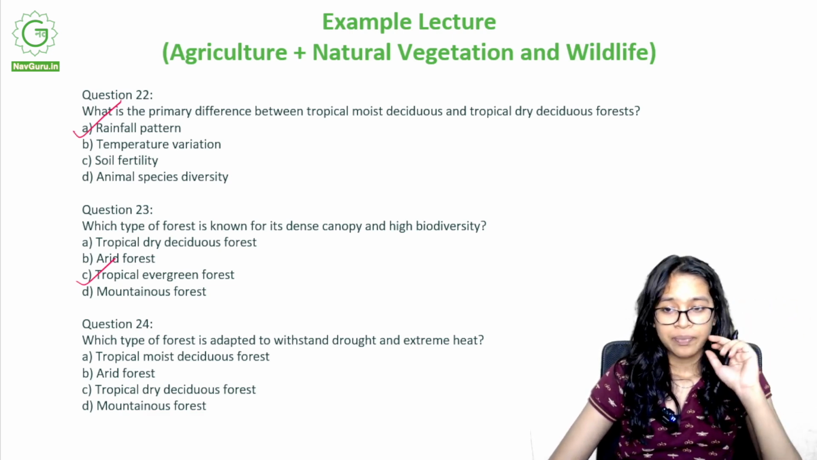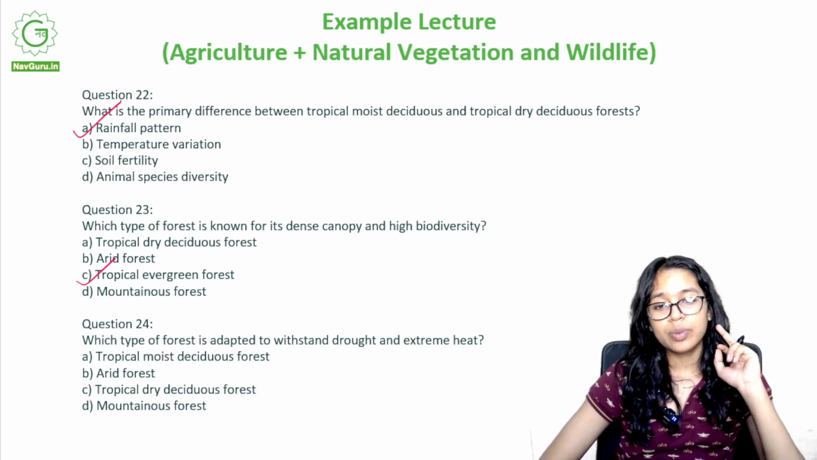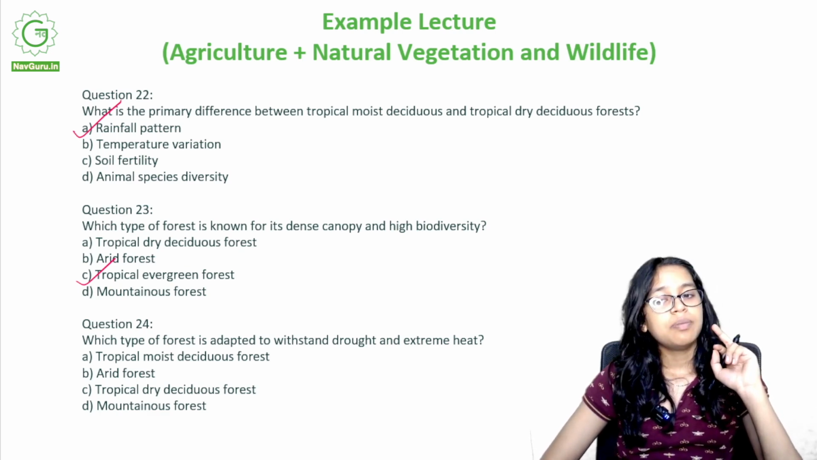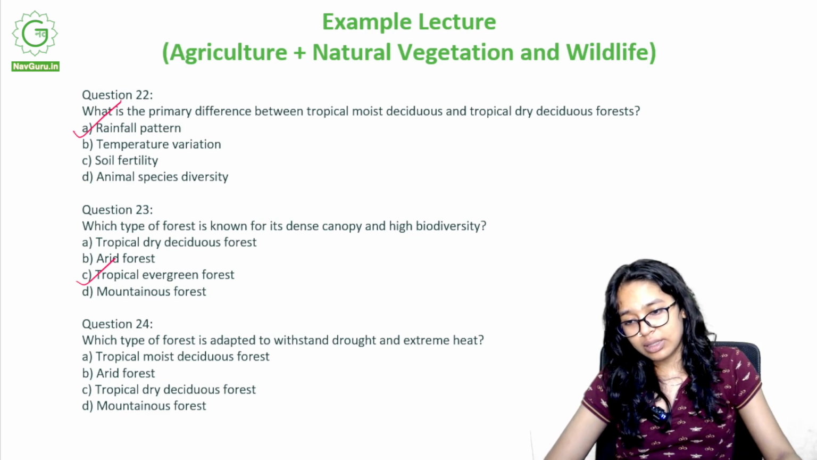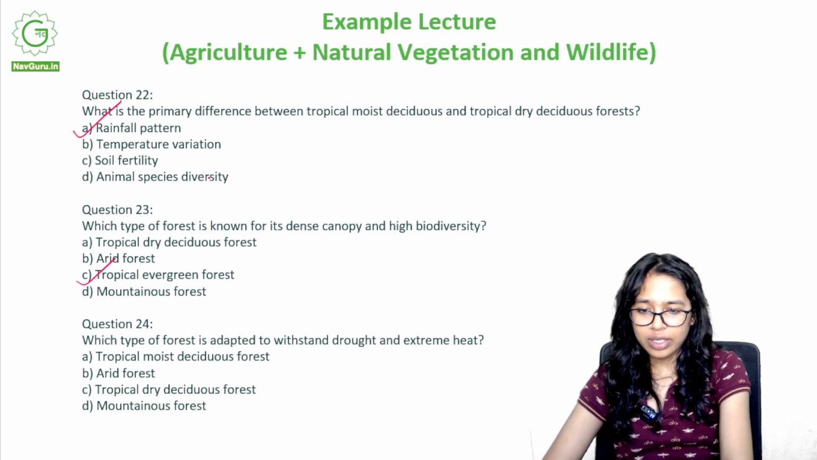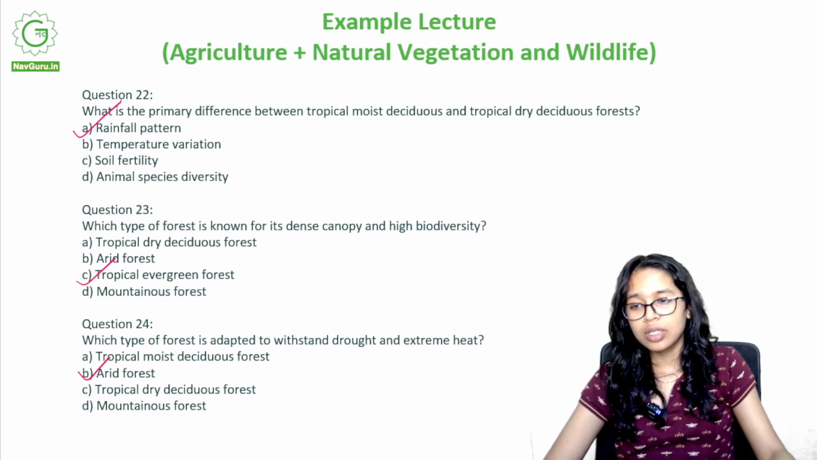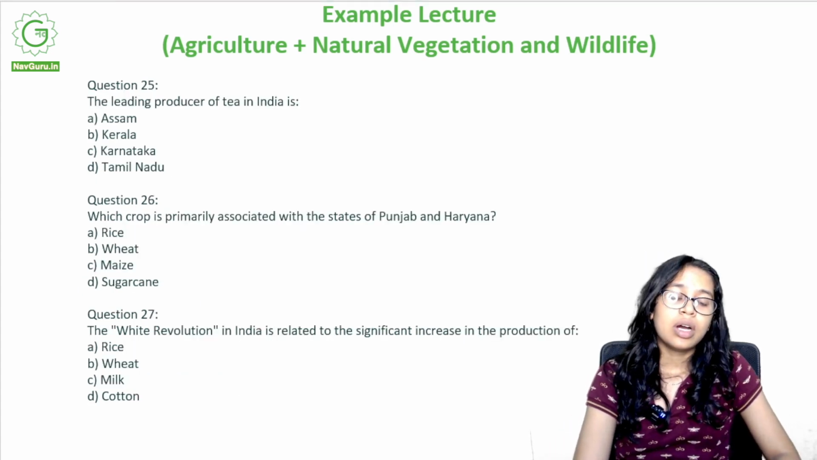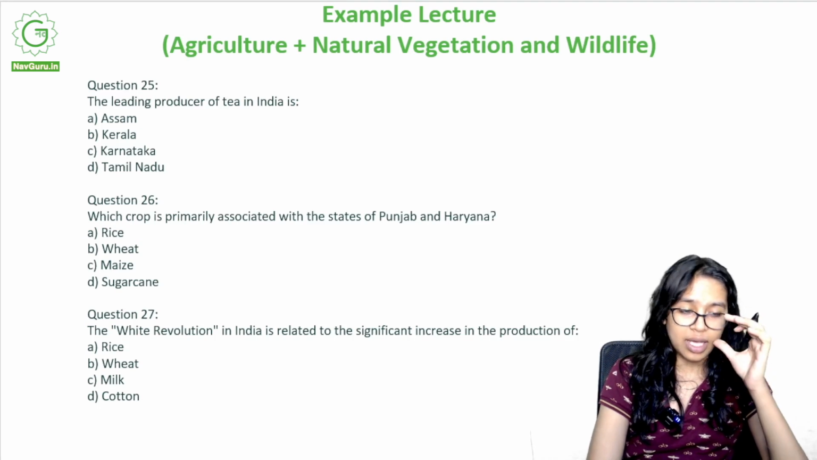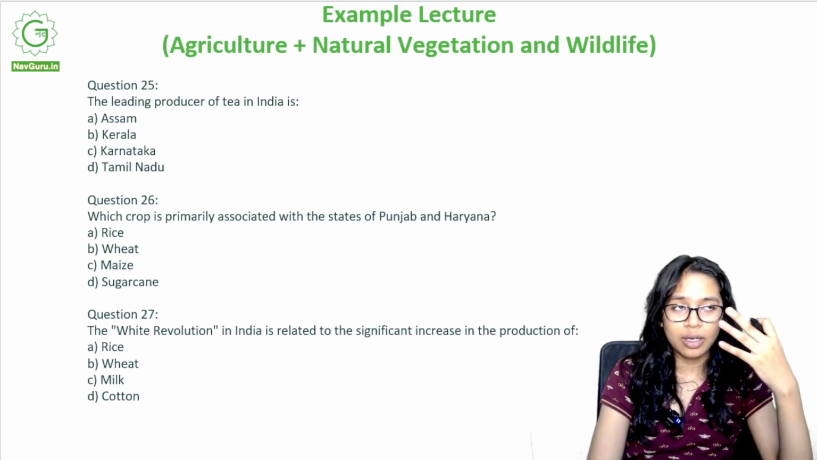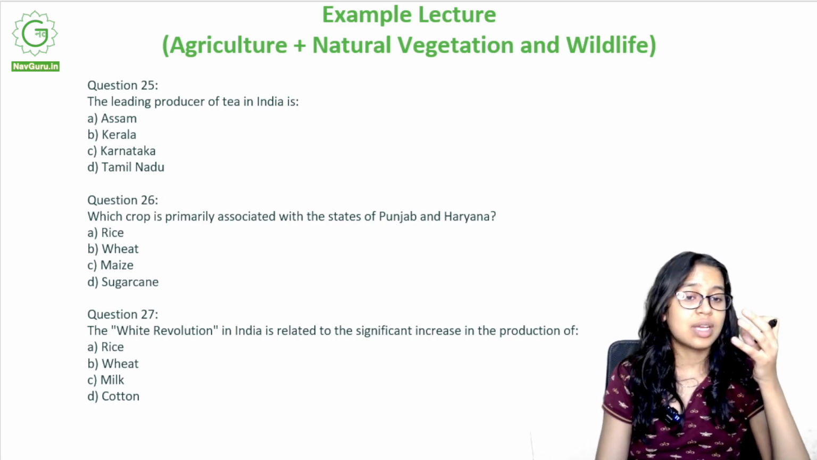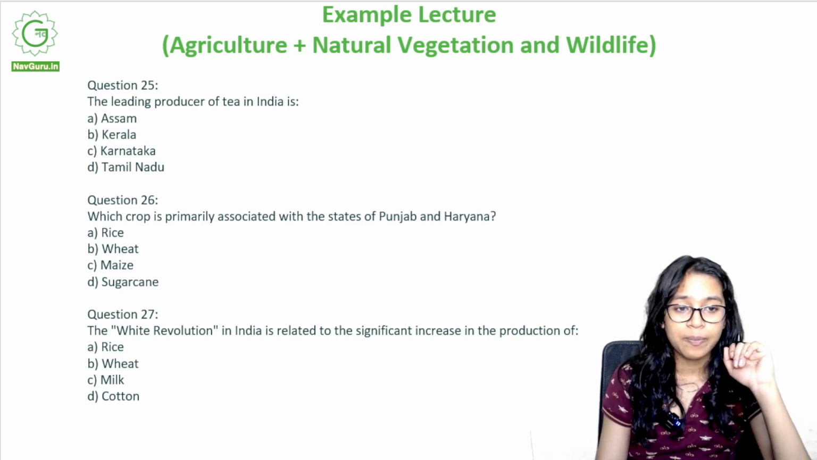Which type of forest is adapted to withstand drought and extreme heat? Tropical moist deciduous forest, B arid forest. Yes, the answer is B, arid forest. Arid forests have adapted. The vegetation over there has adapted itself to the kind of climate that area has, and hence they are used to surviving in pretty extreme conditions of the environment.